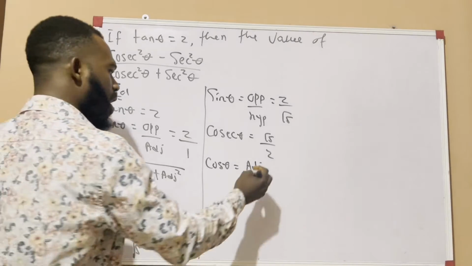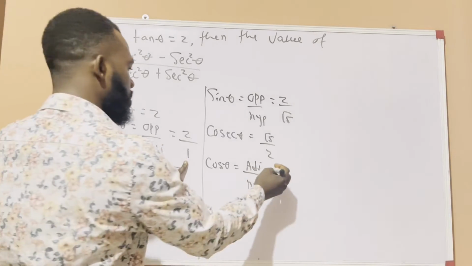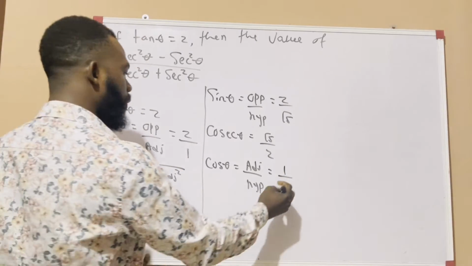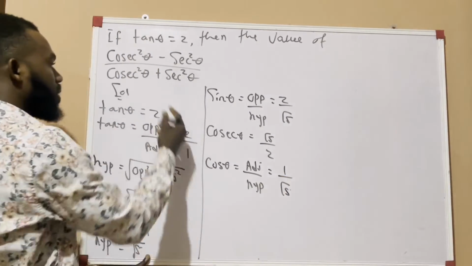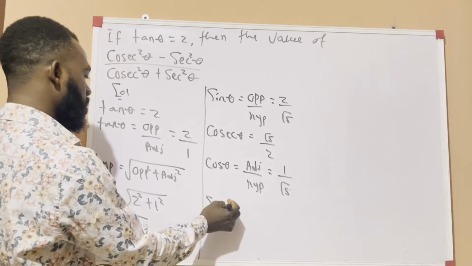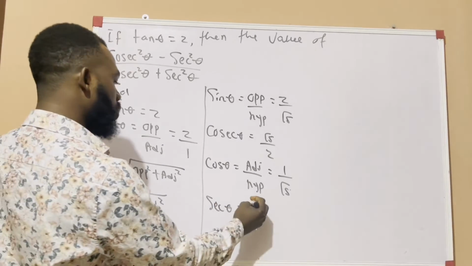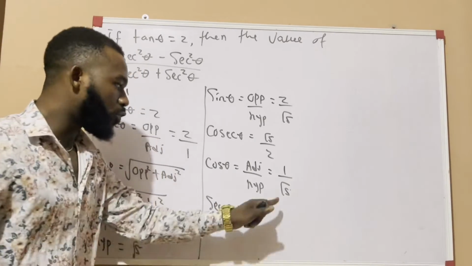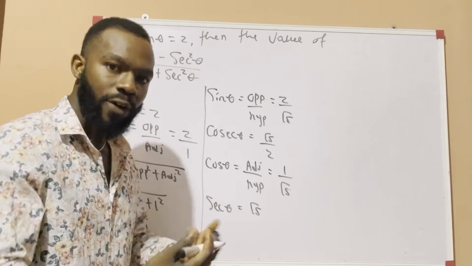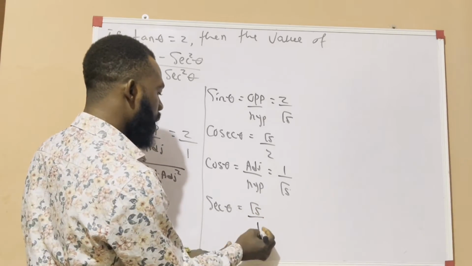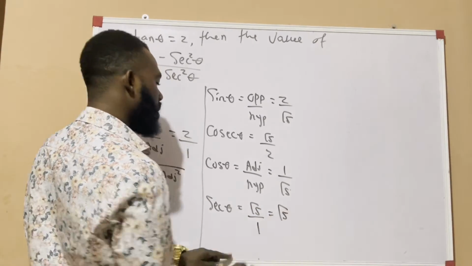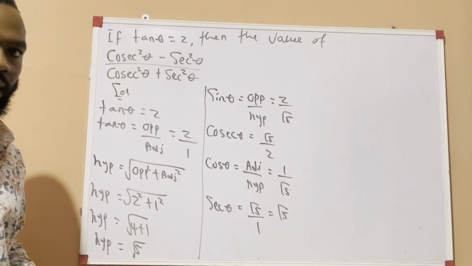Alright. So here the adjacent is 1 and the hypotenuse is root 5. So therefore sec, which is the inverse, becomes what? Root 5, because root 5 over 1 will give us root 5. Let me just include this root 5 over 1, which is also the same thing as what? Root 5. Are you with me?